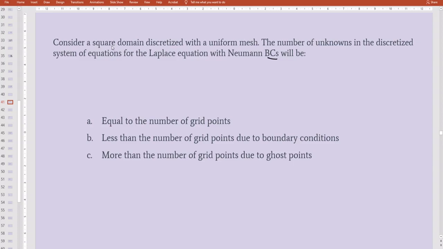So again this is a square domain and the equation is the Laplace equation. The boundary condition is Neumann boundary condition. We have to comment upon the number of unknowns in the discretized system of equations. Option A, the number of unknowns will be equal to the number of grid points. Option B, it will be less than the number of grid points due to boundary conditions. Option C, it will be more than the number of grid points due to ghost points. We can try to answer the question.